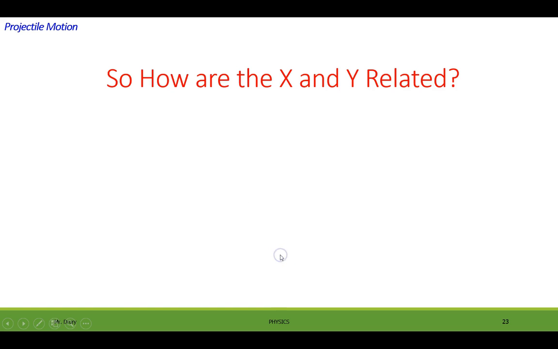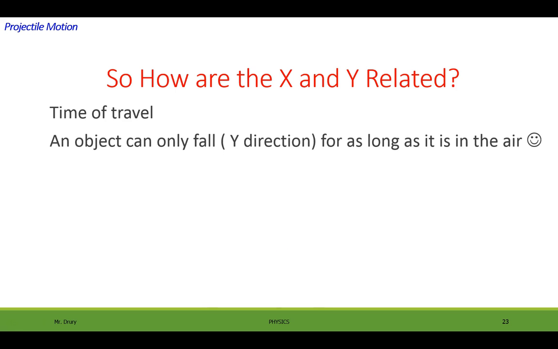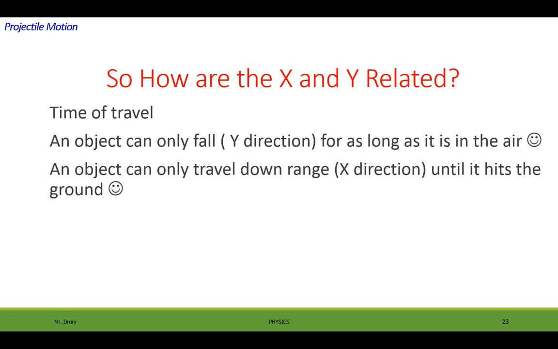Okay. So how are the x and y related? They're related through the time of travel. And it's kind of common sense. An object can only fall in the vertical direction, y direction, as long as it's in the air. An object can only travel downrange in the x direction until the ground comes up and hits it. So they're really related through the time of flight.